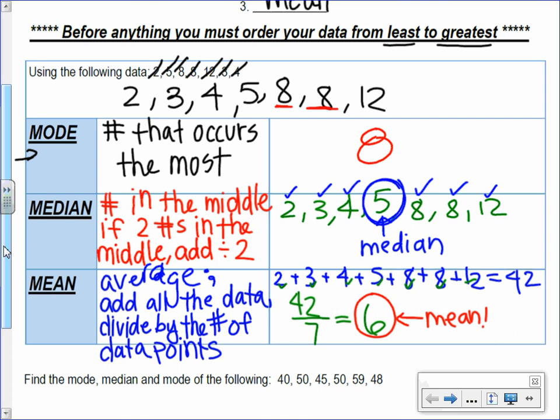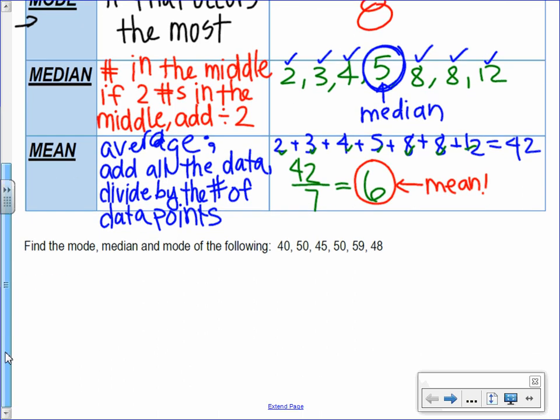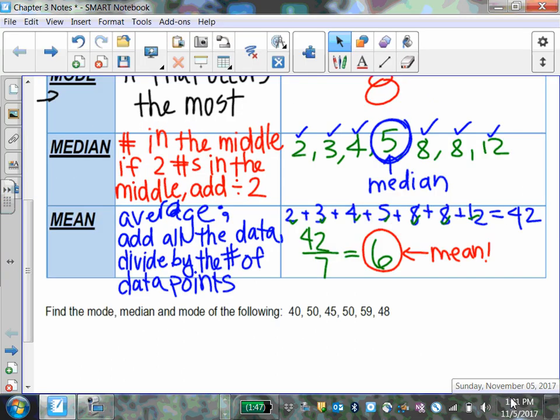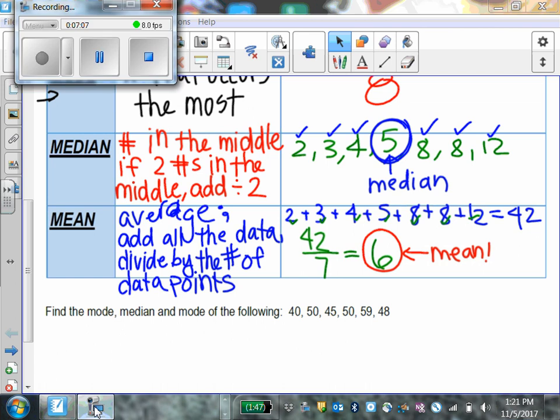All right, I'm going to challenge you to try the next part on your own. So if you would pause the video and try the next part on your own. I'm going to remind you so you don't forget to order those from least to greatest, because if you don't, it's going to be difficult. So first things first, order from least to greatest.